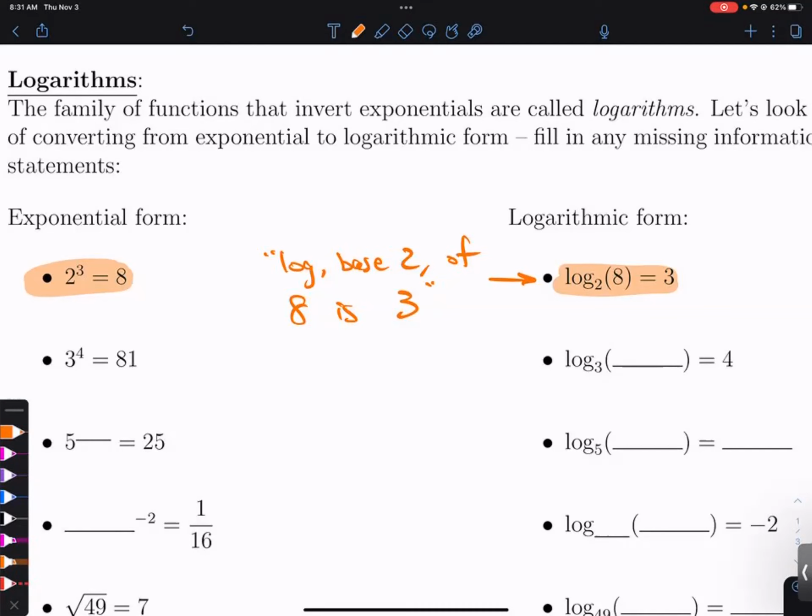So does everybody see how that's the same information, just backwards, just flipped around? All right. So 3 to the 4th is 81. There's another one. How would you write that same thing as a logarithm?